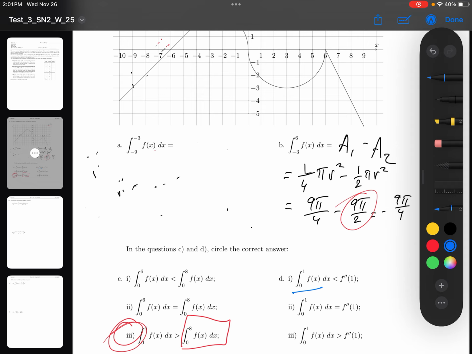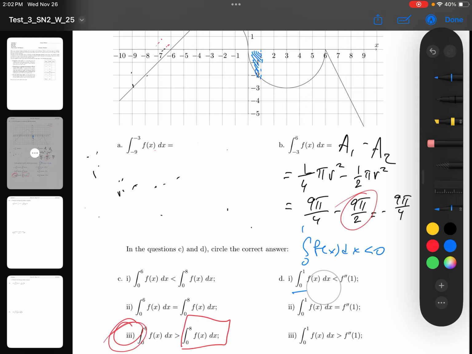The first is the integral from 0 to 1. The definite integral from 0 to 1 is this part here with this area with a negative sign in front of it. So we can see that that part is simply negative. The integral from 0 to 1 of f of x dx is negative.